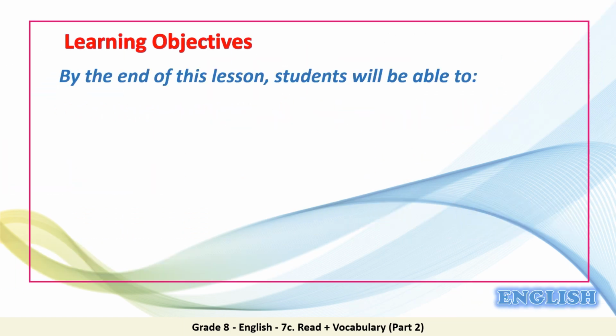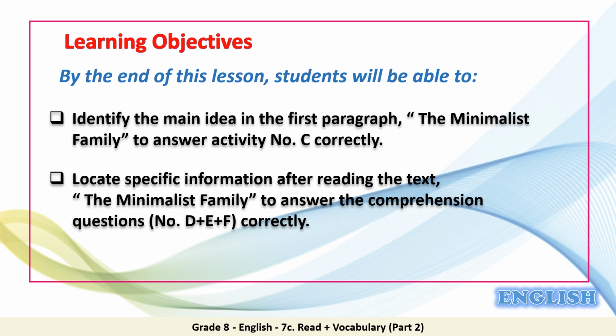First of all, let's have a look at our learning objectives for our class today. By the end of this lesson, students will be able to identify the main idea in the first paragraph in the text, of course, the Minimalist Family, to answer activity number C correctly. Locate specific information after reading the text, the Minimalist Family, to answer the comprehension questions number D, E, and F correctly.